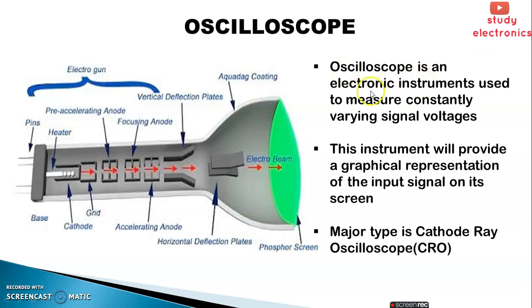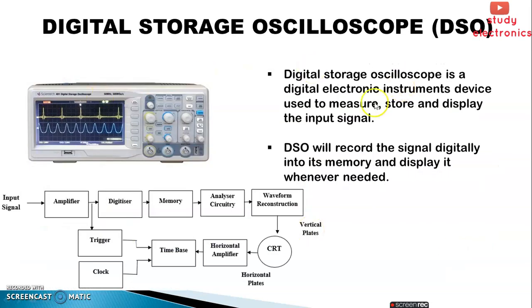So oscilloscope is an electronic instrument used to measure constantly varying signal voltages. This instrument will provide a graphical representation of the input signal on its screen. So we can see the graphical representation of the image. Major type is cathode ray oscilloscope, CRO. Next is digital storage oscilloscope.